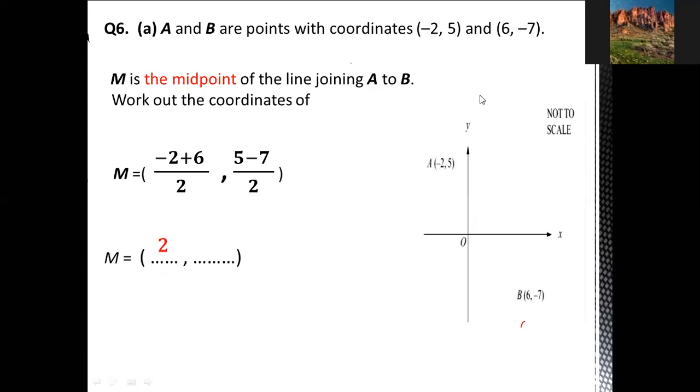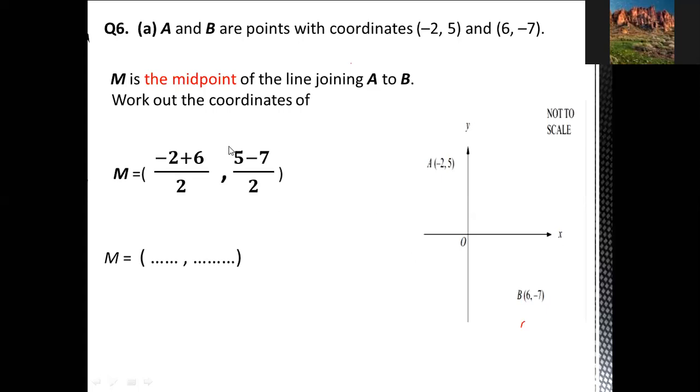Okay. -2 plus 6. Can I ask you something? Why did we say 5 minus 7? We didn't say 5 plus -7. Because 7 is a negative.